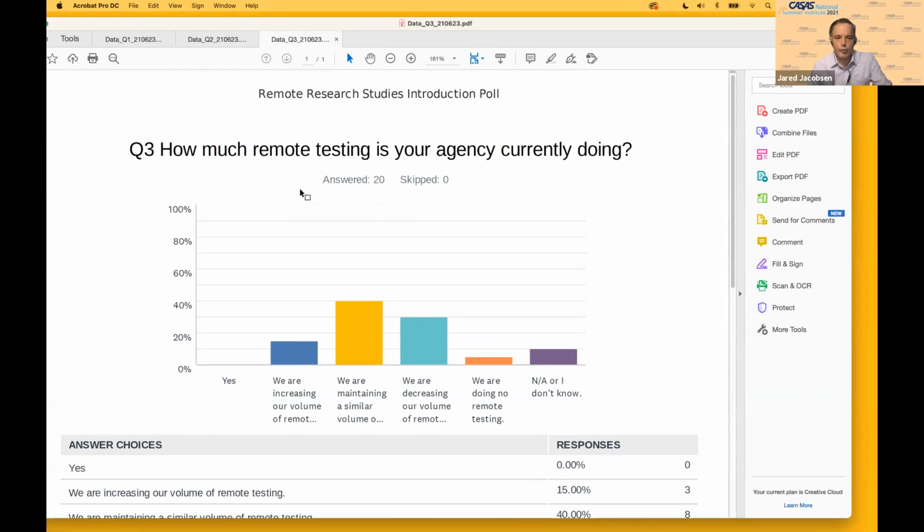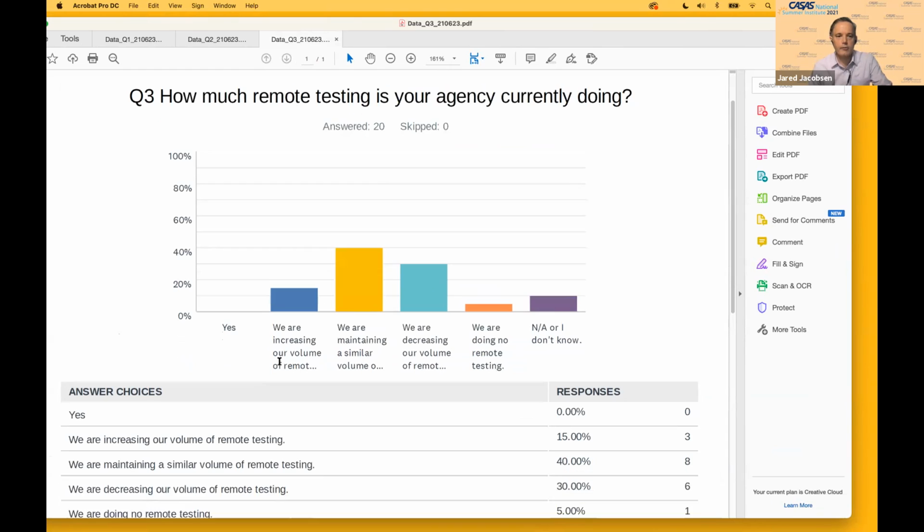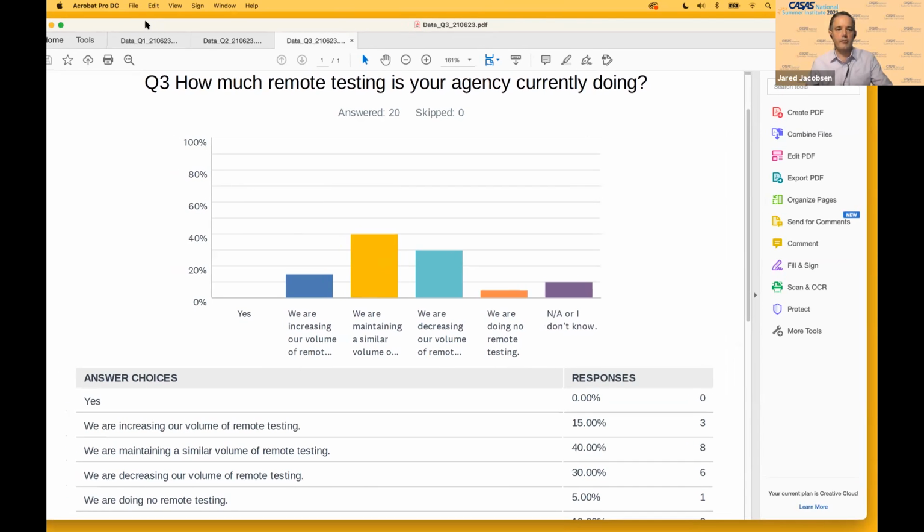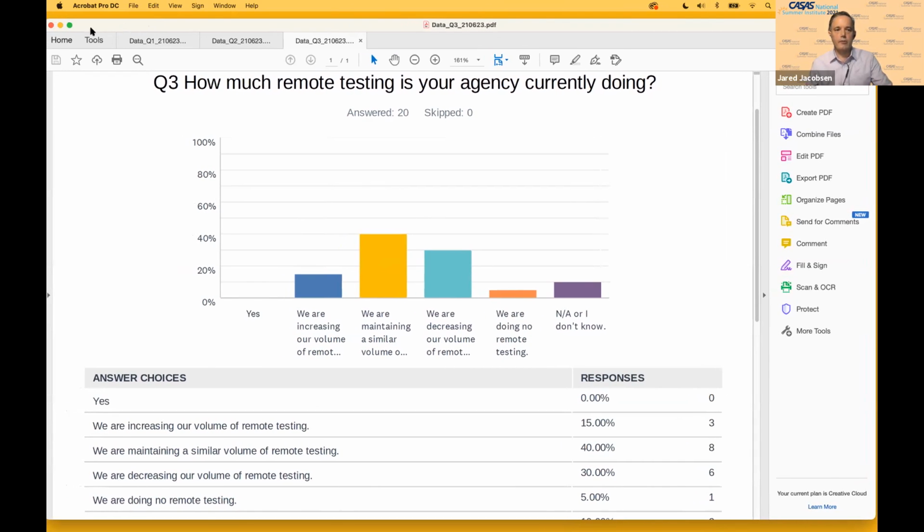And lastly, our third question, how much remote testing is your agency currently doing? We wanted to see if you're ramping down a little in remote testing, or staying steady. We can see here, 3 respondents, 15%, said we are increasing our volume of remote testing. Maintaining a similar volume, exactly 40%. Decreasing our volume of remote testing, about 30%. And currently doing no remote testing, 5%, or 1 out of the 20 respondents. Great. Thanks so much for participating and giving us an initial idea of your background.